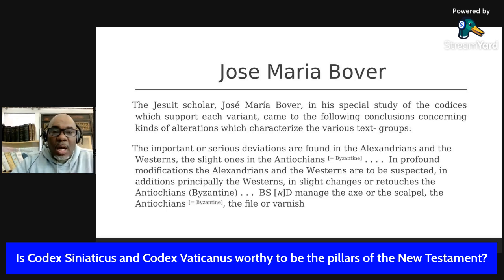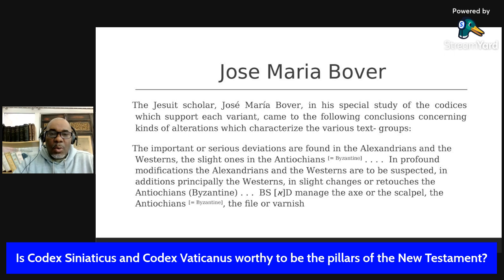The Jesuit scholar Jose Maria Bové, in his special study of the codices which support each theory. Now remember, Jose Maria Bové is a Catholic, so he has very close access to Codex Vaticanus. And Sinaiticus is in the British Library now. When I first saw Codex Sinaiticus, over 20, maybe 25 years ago, when it was in the British Museum, I was amazed how well preserved it was. It's actually moved to the British Library now. So he's a Jesuit scholar, and he would have access to Codex Vaticanus.